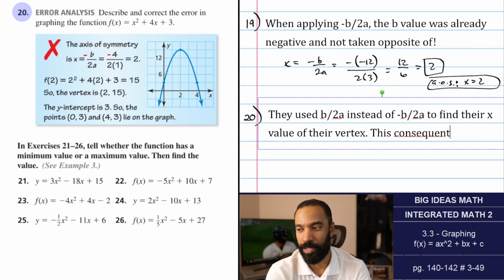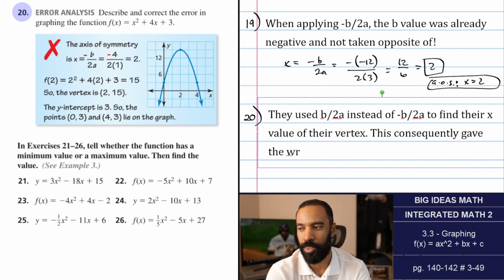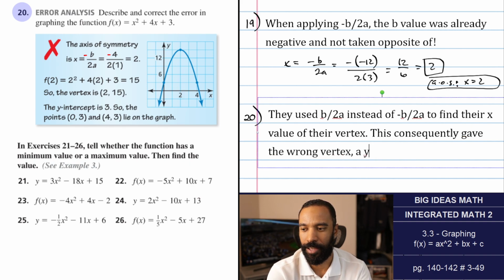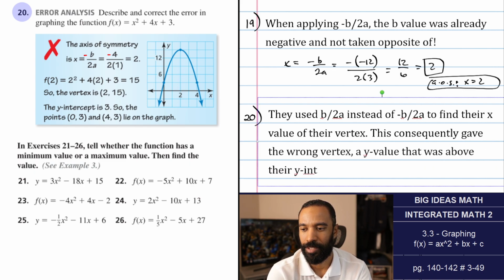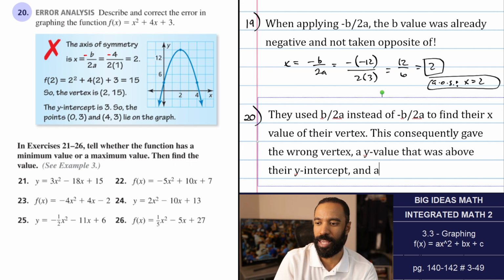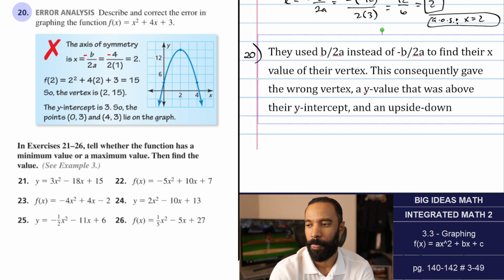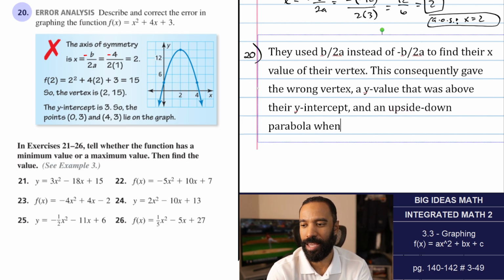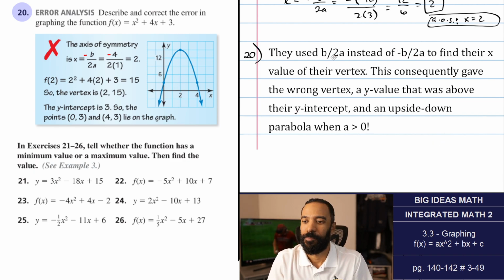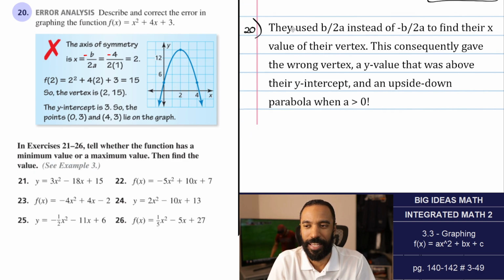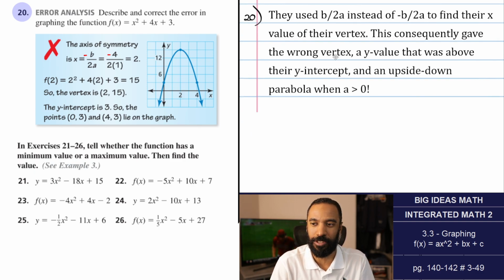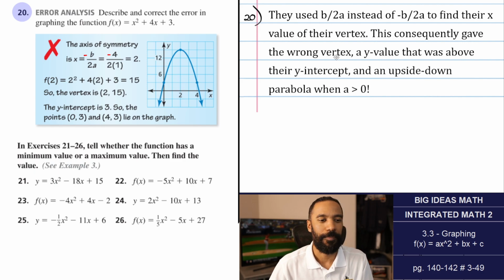This consequently gave the wrong vertex, a y value that was above their y-intercept, and an upside down parabola when a was greater than 0. Oh my goodness, when a was positive. So, there's all that. Let's fix all that. I'm just going to use this blank space down here if that's cool. So, let's go again. Play it again, Sam.